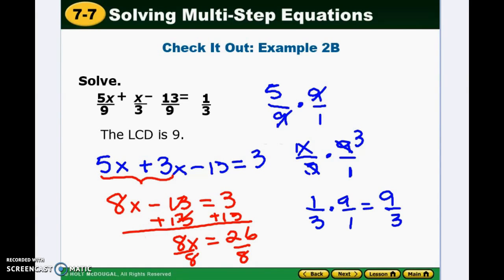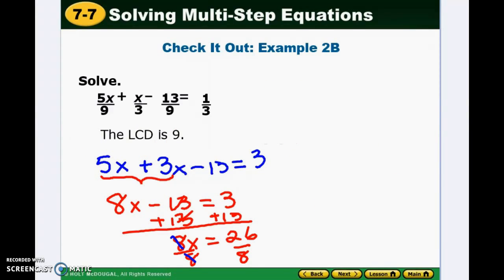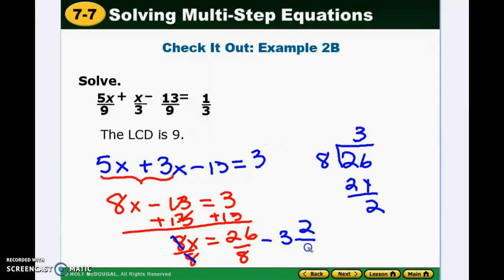And here we are going to get a fraction. So 26 divided by 8, when we want to change it back to a mixed number, so let's do that here. 26 divided by 8, and we get 3, 24, and remainder 2. So we get 3 and 2 eighths, or 3 and 1/4, once we simplify 2 eighths by dividing it by 2.